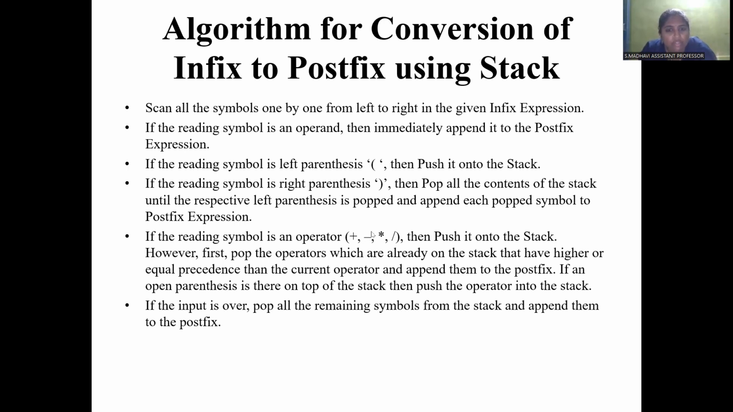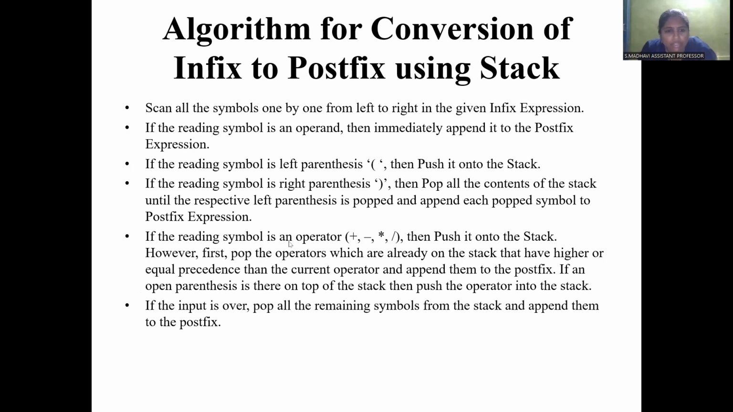And suppose we are going to read the operators like plus, minus, star and slash, we can push all these operators onto the stack. But there is one condition: higher precedence operators can be placed over smaller precedence, but not vice versa, which means a smaller priority operator cannot be placed over a higher priority. In such a case, we have to pop the current operator from the stack and push it onto the postfix.